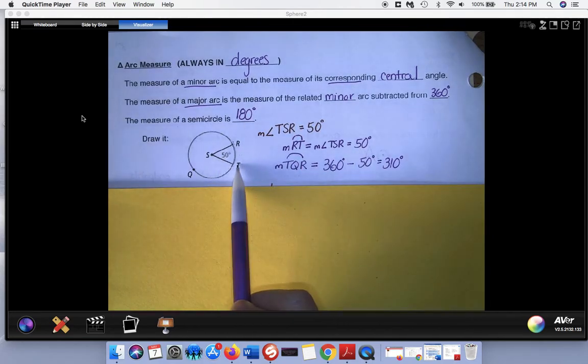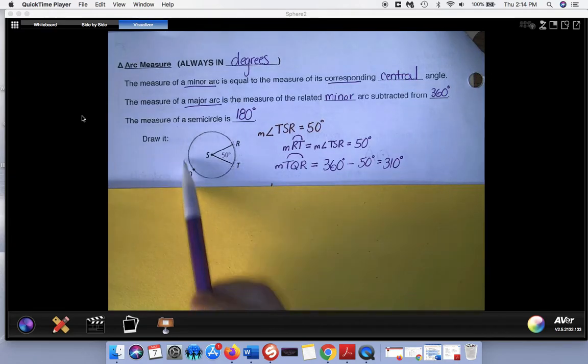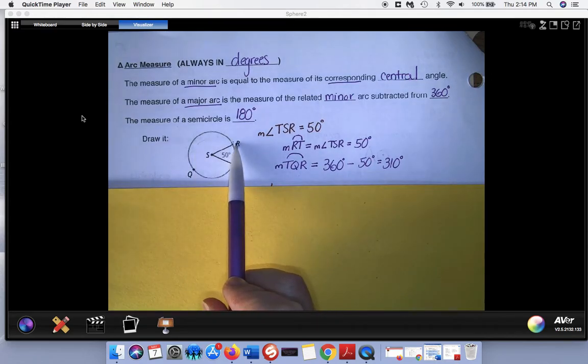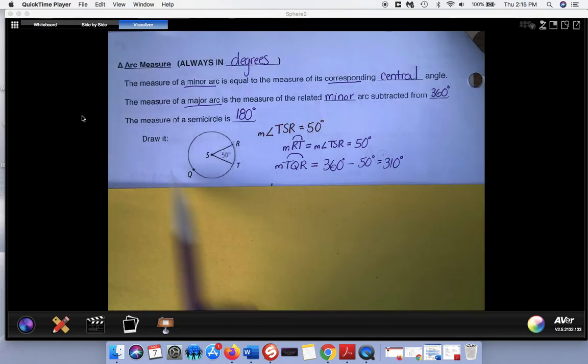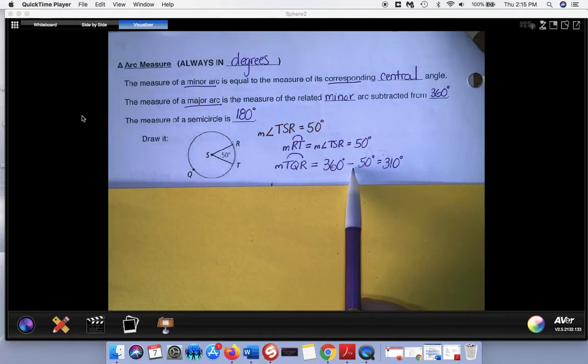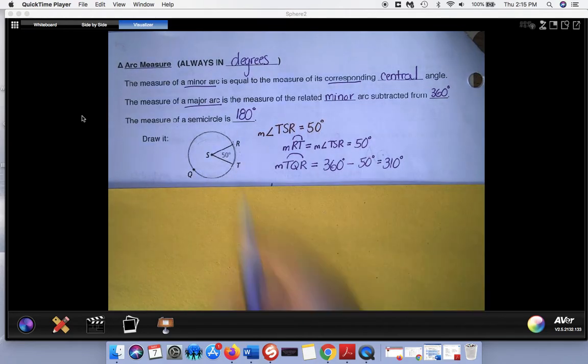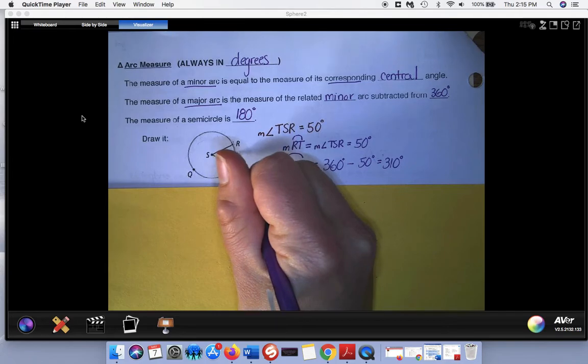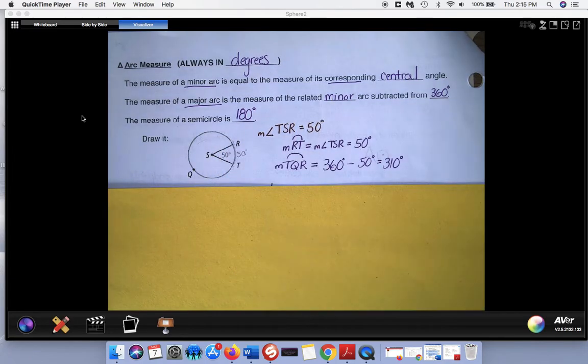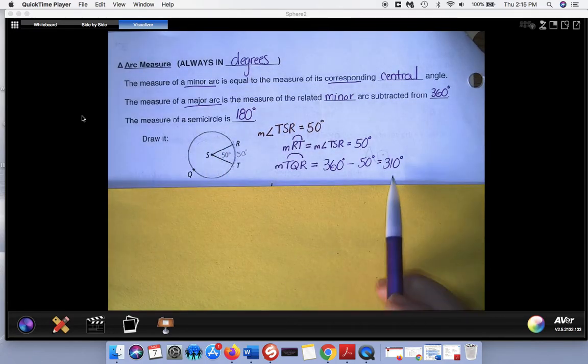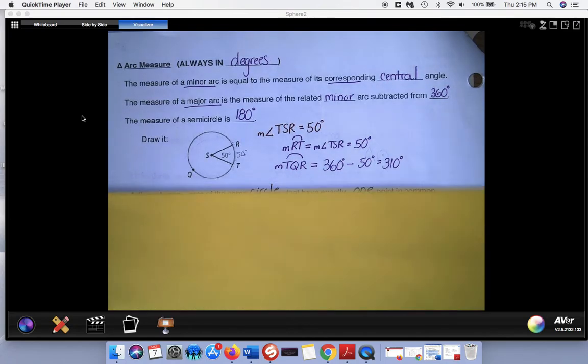There is a major arc here, arc TQR, and knowing that we know RT, we can take the total degrees in the circle, 360, and subtract the 50 degrees that we found to be arc RT right here. And that's 310 degrees.